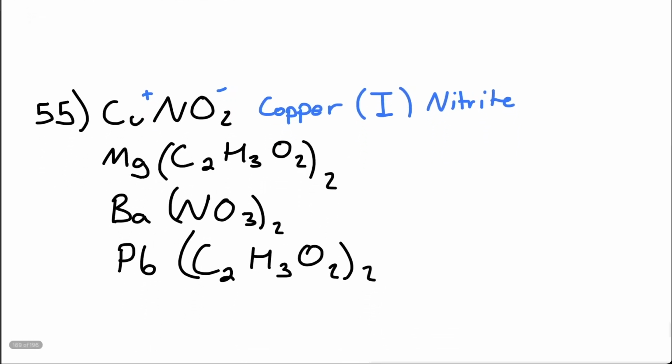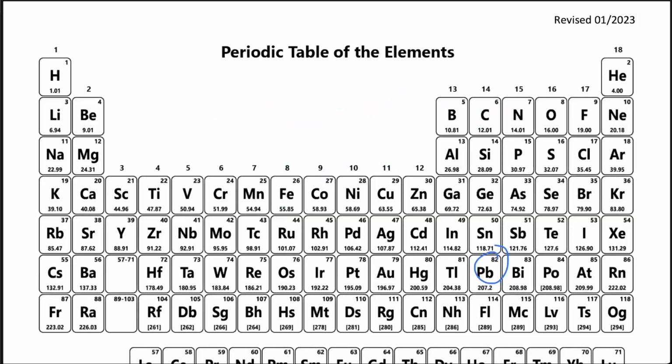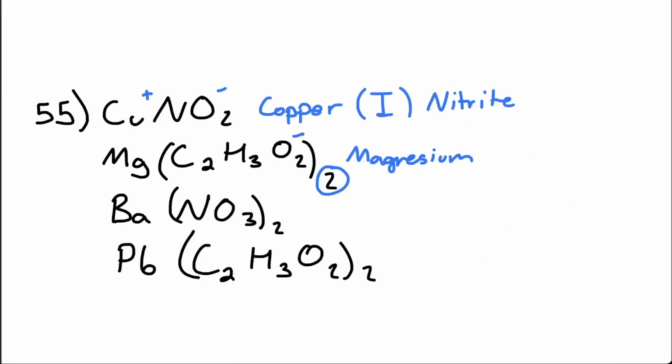And then for the next one, we're at magnesium. This one isn't one of the ones we have to specify, but this is a negative, right? But we have this 2 over here, so this is going to be a -2. Magnesium is right here, and it is a +2. So this is already balanced, so we can just write out magnesium acetate.